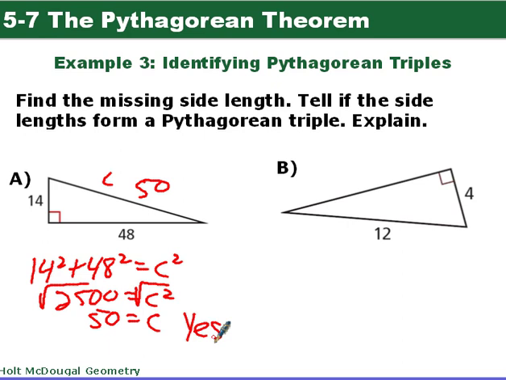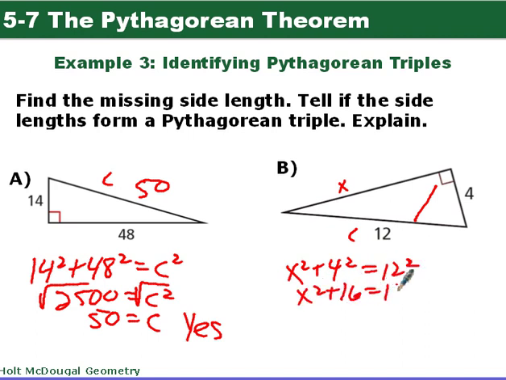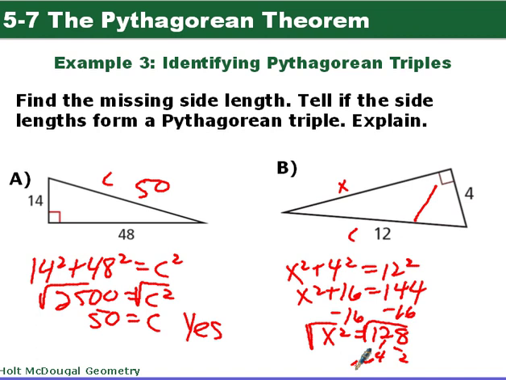Sample B. Notice our right angle is across from 12, so this is our c, or hypotenuse, and this will be our x. So we have x squared plus 4 squared, those are our two legs, equal 12 squared. X squared plus 16 equals 144. We're going to subtract 16. X squared is equal to 128. Square root it, and you can see this is not going to be a whole number. It's 8 square root of 2, which is not a whole number. So the answer is no, it is not a Pythagorean triple. Nice job.